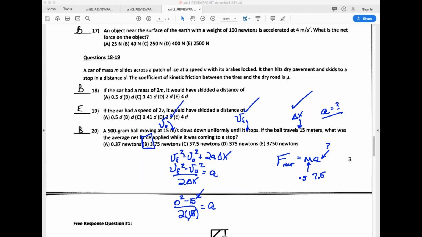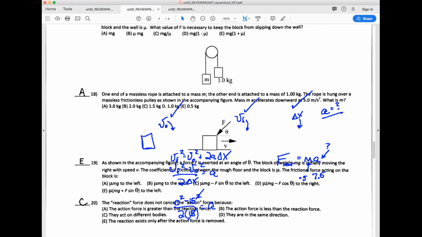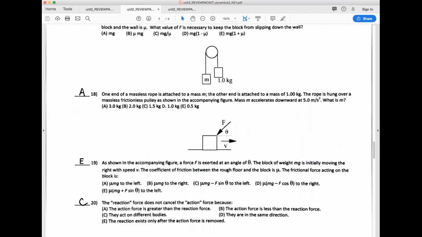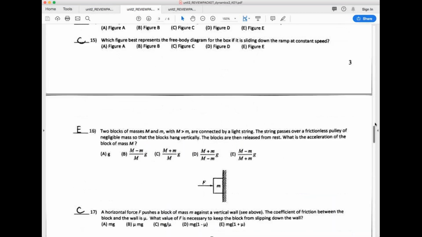I'm going to backtrack. There were some questions on packet number 2 I'm going to take a look at. Specifically, Dom asked about 1 and 4. Let's take a look at those.